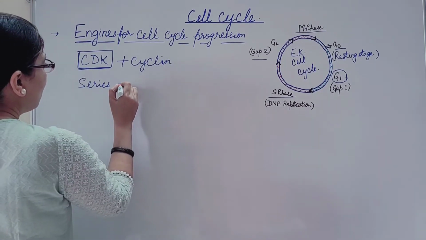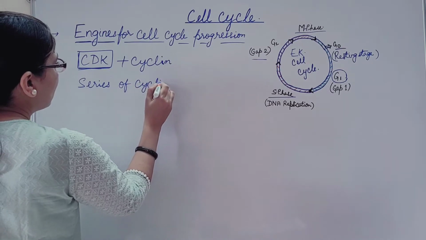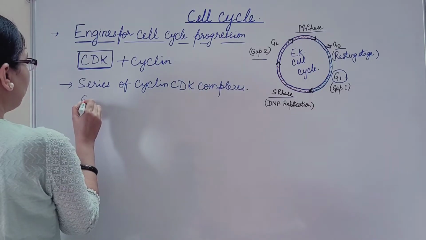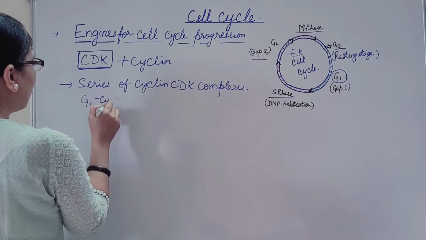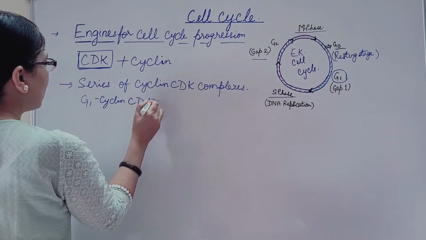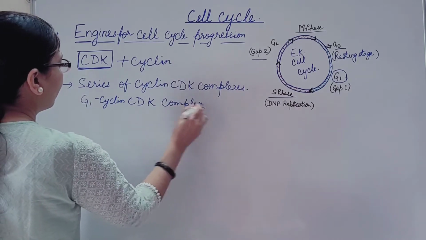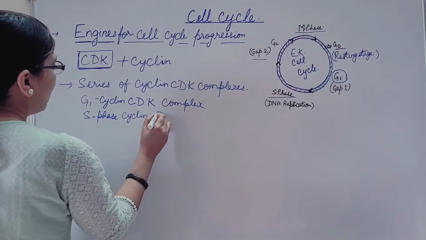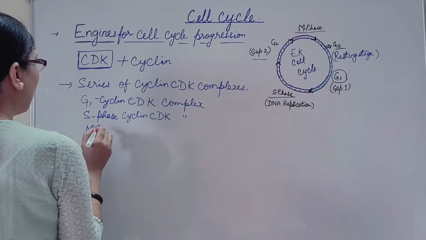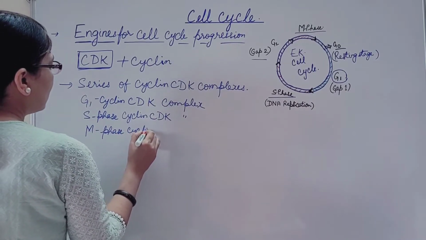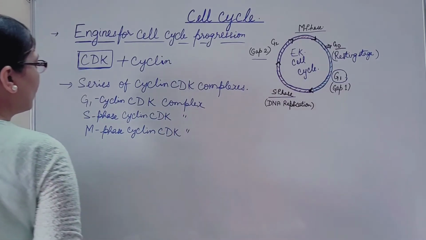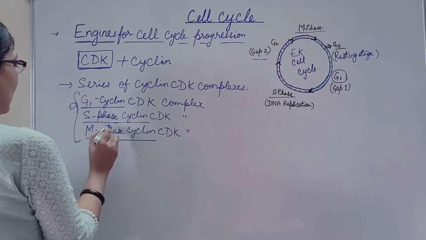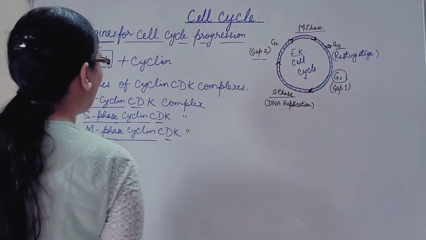For the cell cycle, there are a series of cyclin CDK complexes. These are known as G1 cyclin CDK complex, S phase cyclin CDK complex, and M phase mitotic cyclin CDK complex. This G1 cyclin, S phase cyclin and M phase cyclin only appear during the G1 phase, S phase and M phase, but CDK is always present.